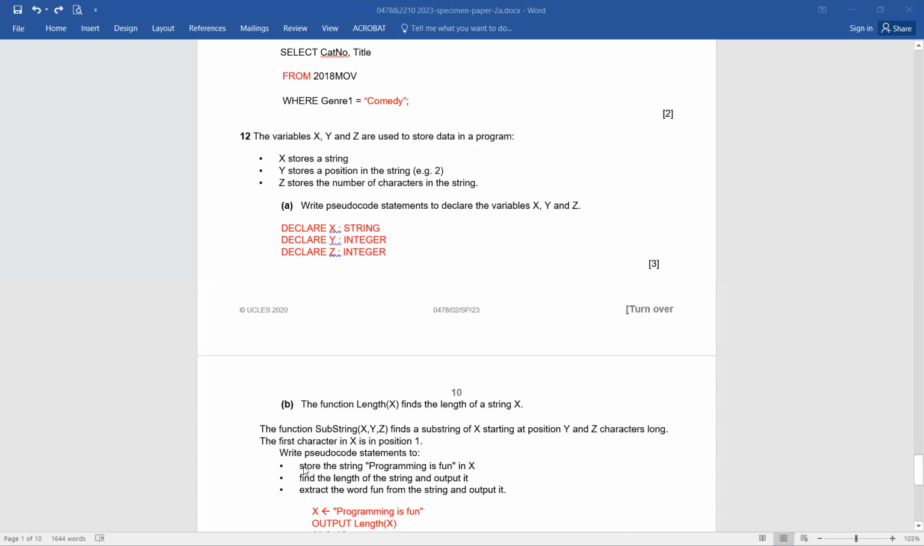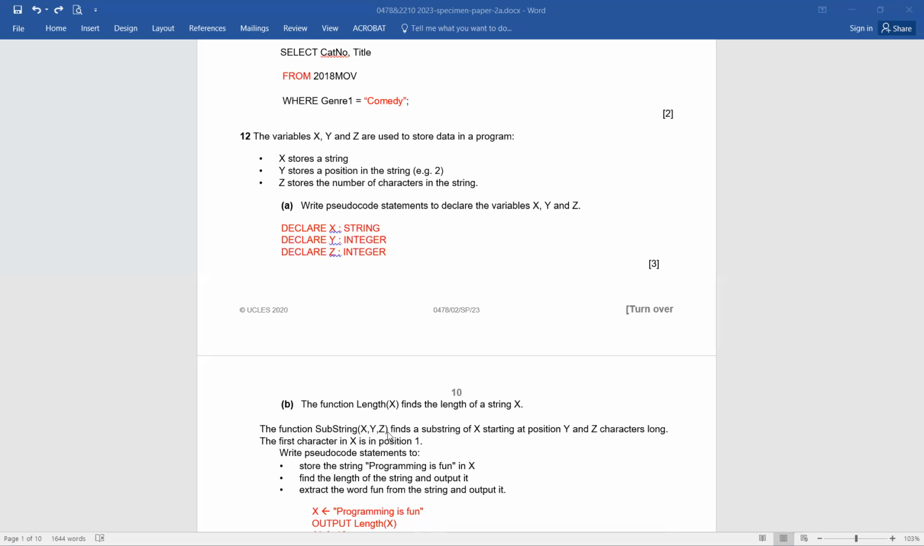Now, the next part is B part. The function length(X) finds the length of a string X. Length function we have done, by the way. Just recalling, we have done 4 string functions: length, upper, lower, and the last one is substring. Substring, along with length, is used quite often.